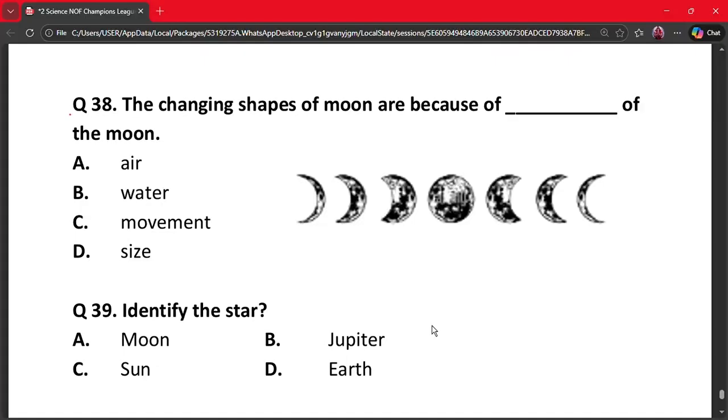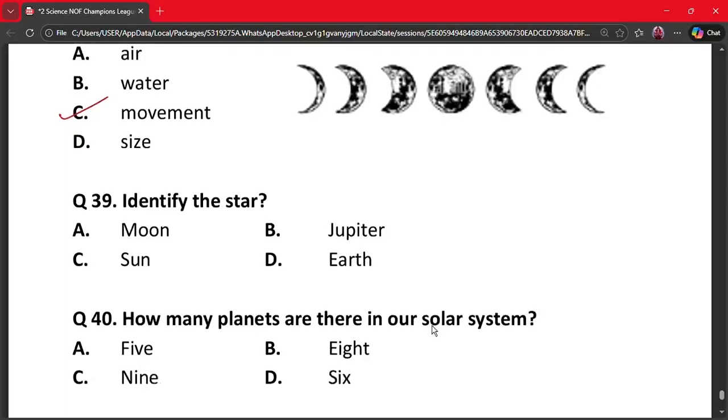Question number 38. The changing shapes of the moon are because of dash of the moon. A. Air, B. Water, C. Movement, or D. Size. The correct answer is option C. The moon appears to change its shape due to its movement around Earth and reflection of sunlight. So the correct answer is option C.